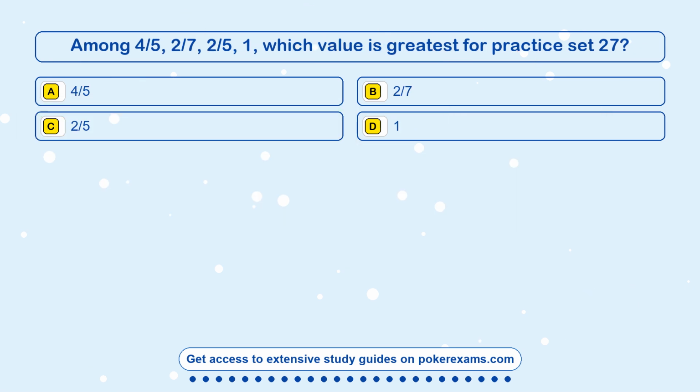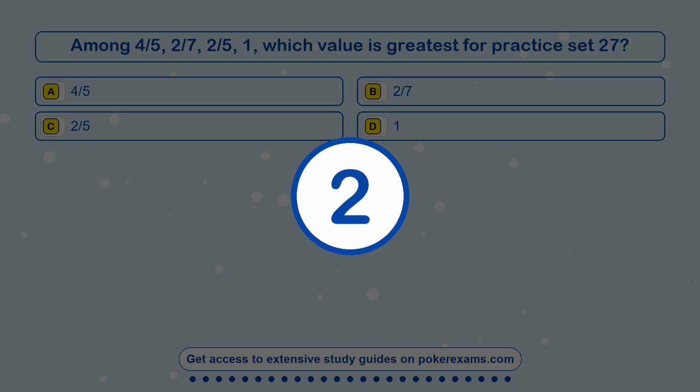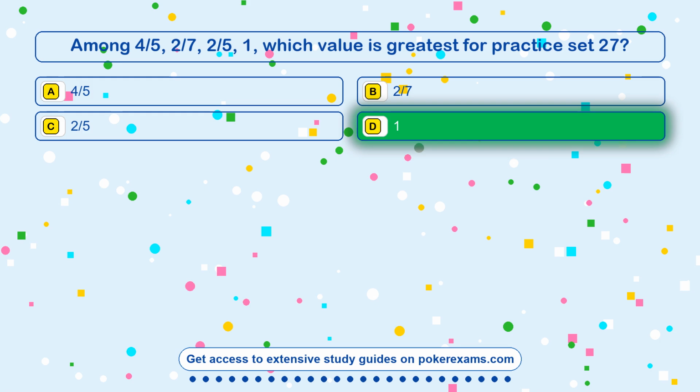Question 2. Among 4/5, 2/7, 2/5, 1, which value is greatest for practice set 27? Option A 4/5. Option B 2/7. Option C 2/5. Option D 1. The correct answer is option D, 1.